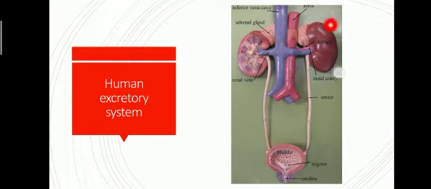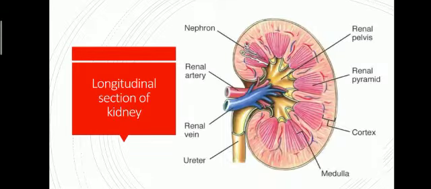Now these two kidneys, first of all they remove the waste material from the blood, as well as they form urine in them. After the formation of urine, the urine is transferred through this ureter to the urinary bladder, and then through the urethra the urine is thrown out from our body. So this is the mechanism how the excretion takes place inside our body.